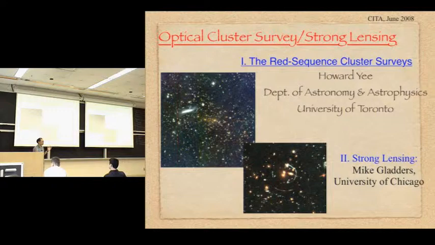Mike Gladders and I are going to talk about optical cluster search. The primary topic area will be strong lensing. What we thought we'd do is divide our talk into two parts. I will give a general overview of the RCS, and then Mike will talk about the RCS2 new result in strong lensing that we have.